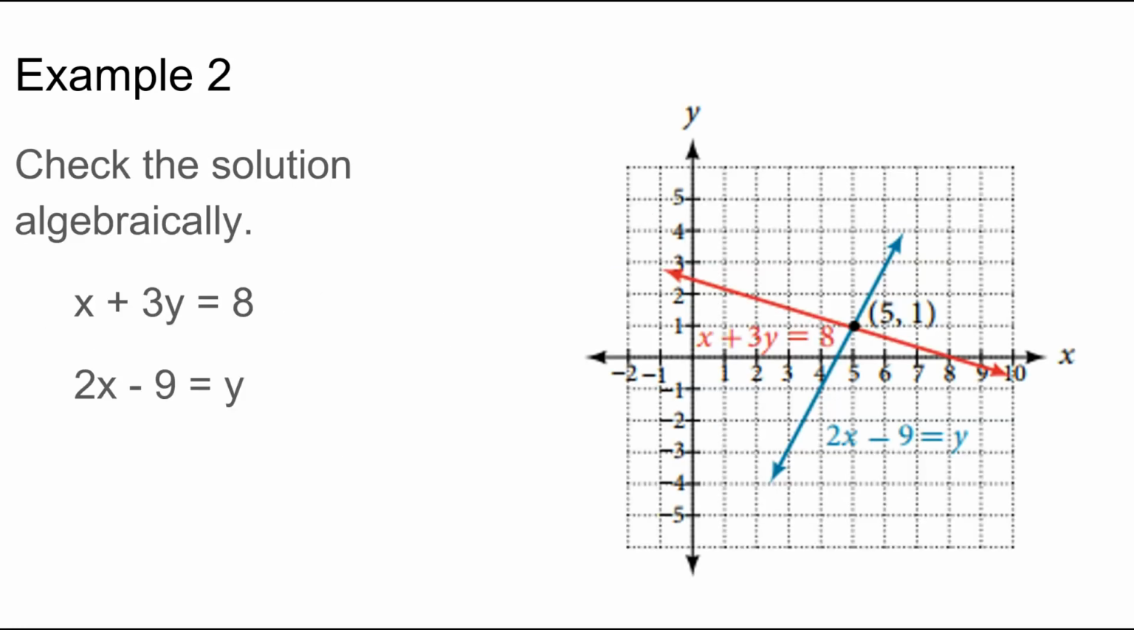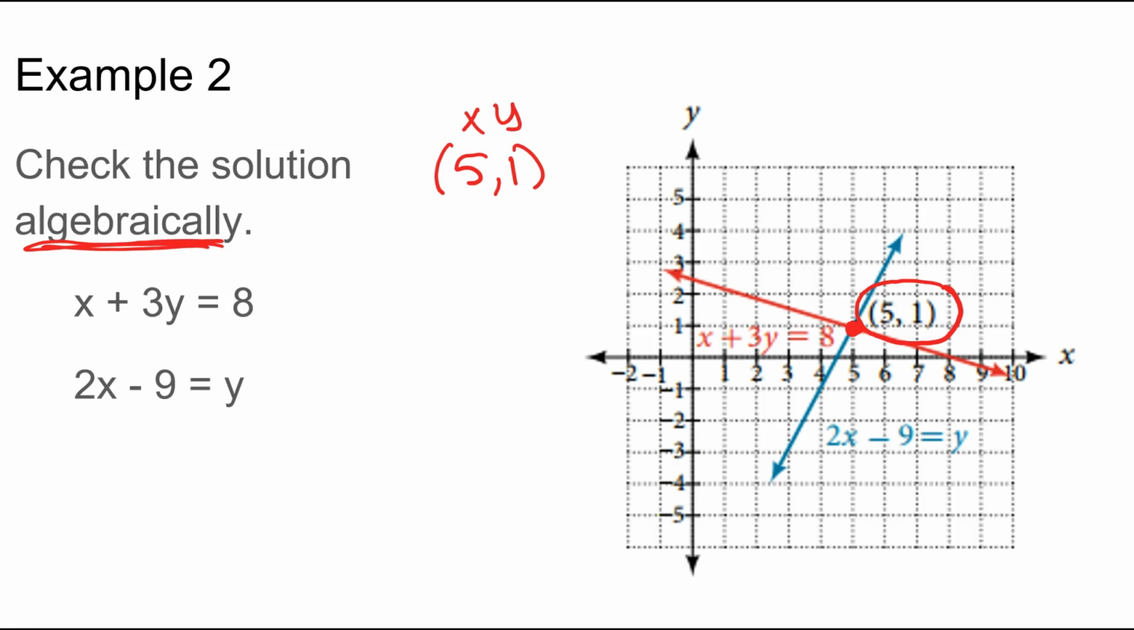We'll look at one more. It says check the solution algebraically. That means using your calculator, plugging it in. So they give us this graph. Now notice that the solution is where the two lines intersect, and that is at the point 5, 1. So we're going to check if 5, 1 works. Now we can see that it works graphically.